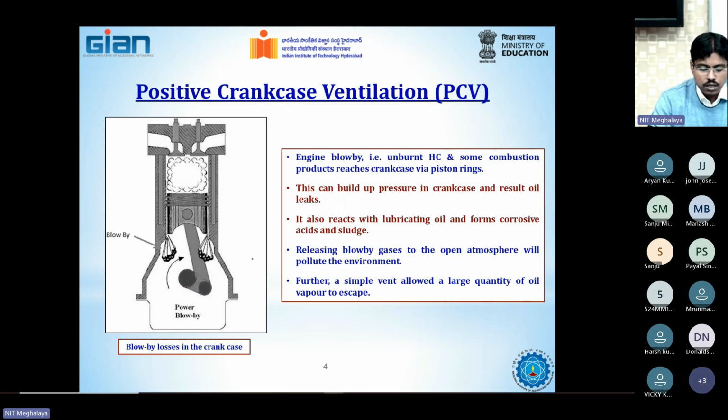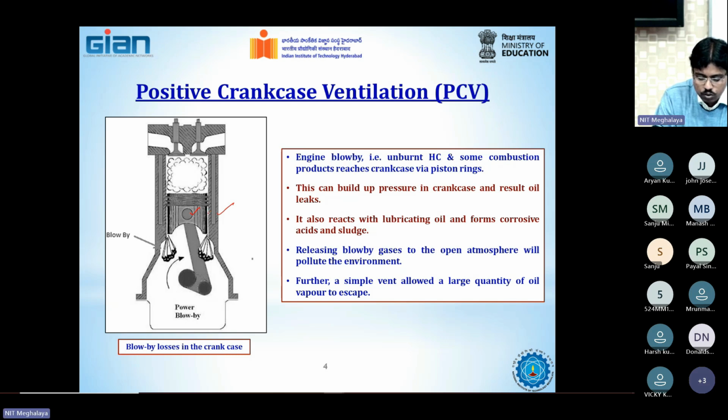Now, as you can see in this particular diagram, it's an internal combustion engine, either SI or CI, any one of them. In this picture, we can see there is a piston and there is a cylinder. Now, piston and cylinder necessarily cannot be in touch with each other directly because it will create a huge amount of friction if we do so, and it will deteriorate the life of the engine.